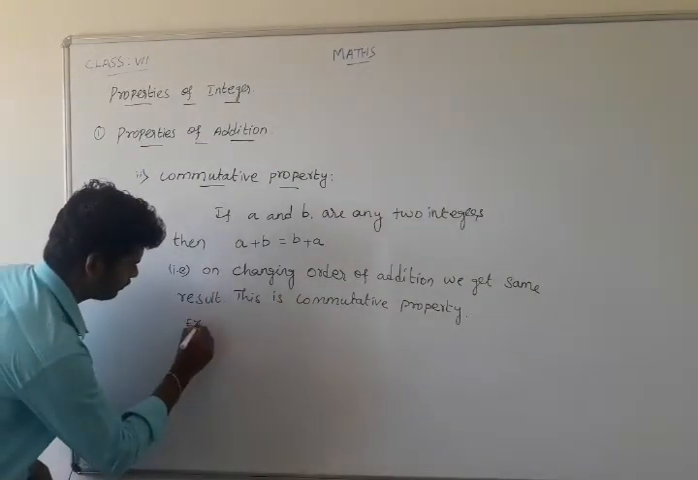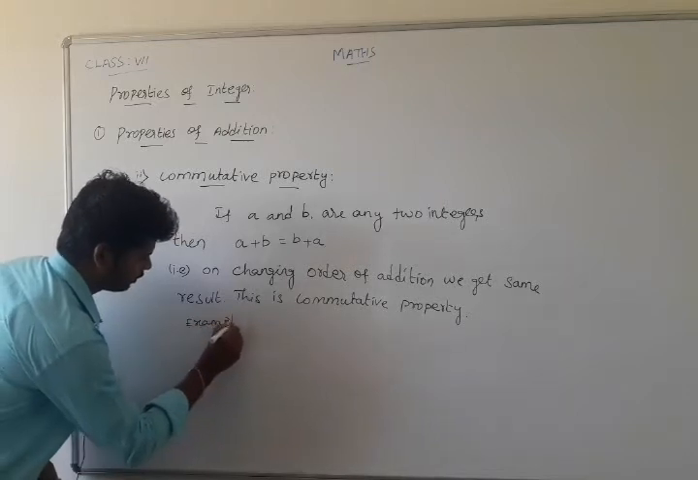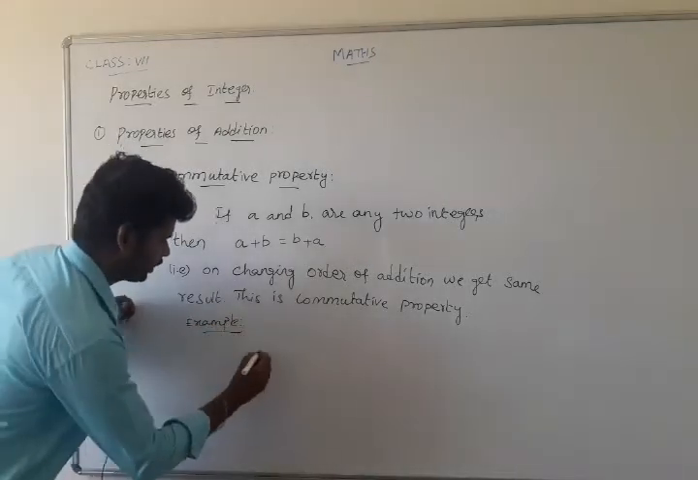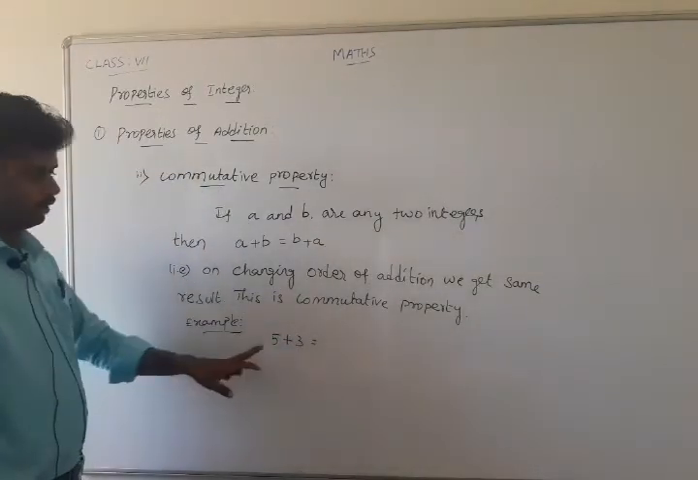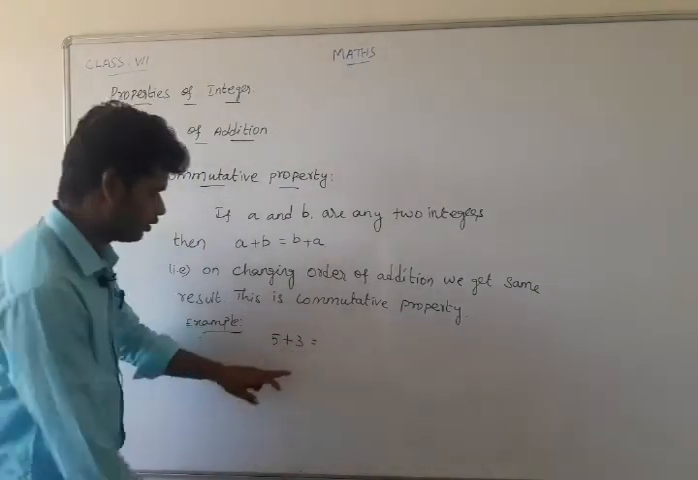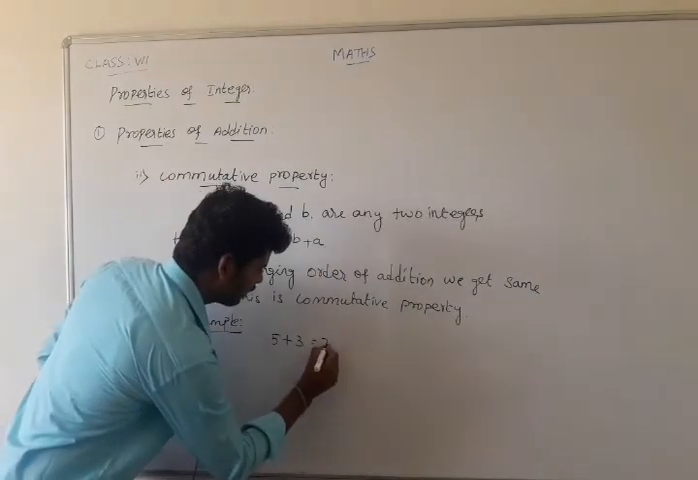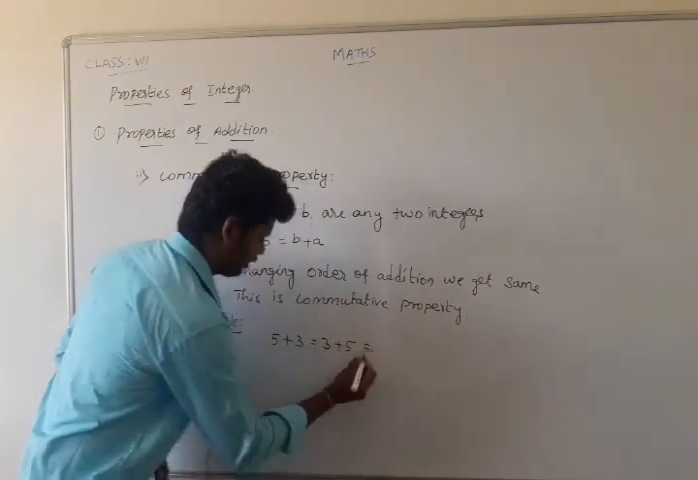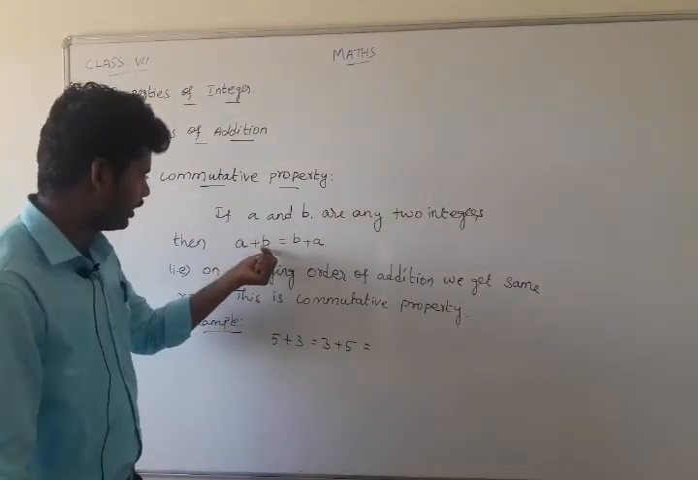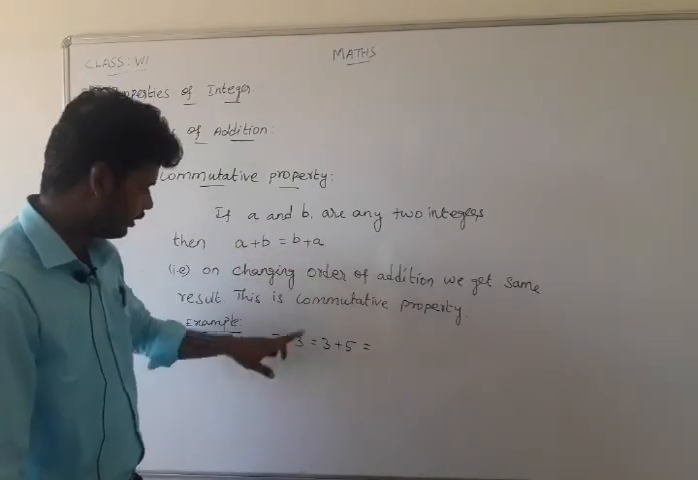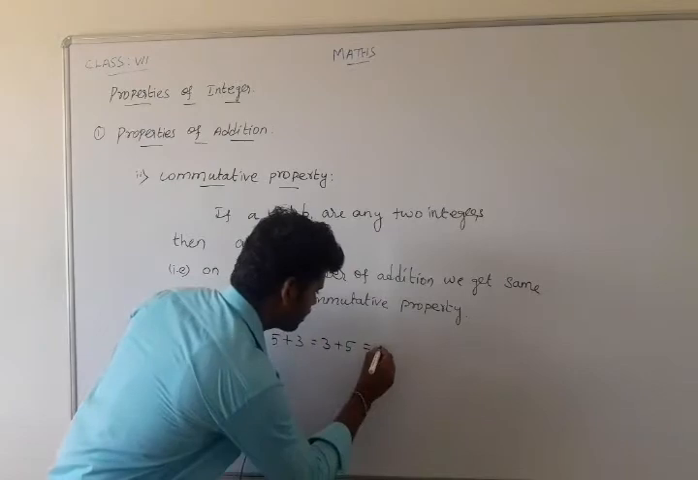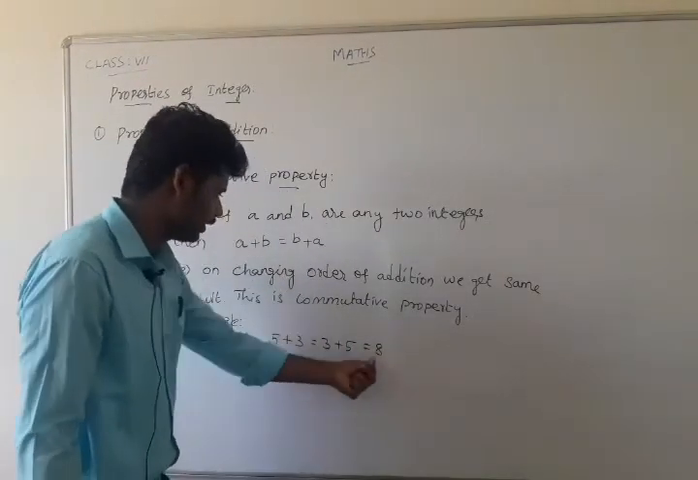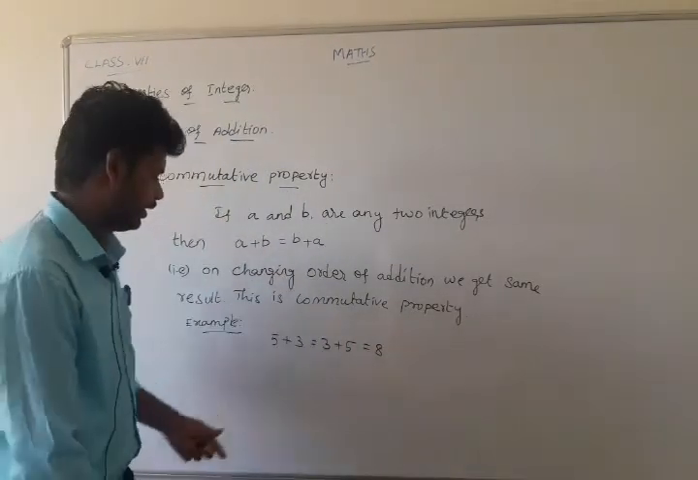Example: 5 plus 3 equals 3 plus 5. Same here, A plus B equals B plus A. 5 plus 3 equals 3 plus 5. The answer is 8. 5 plus 3 is 8, and 3 plus 5 is 8.